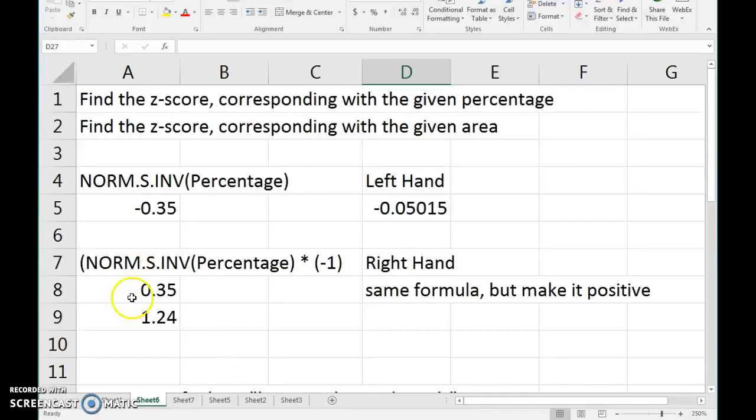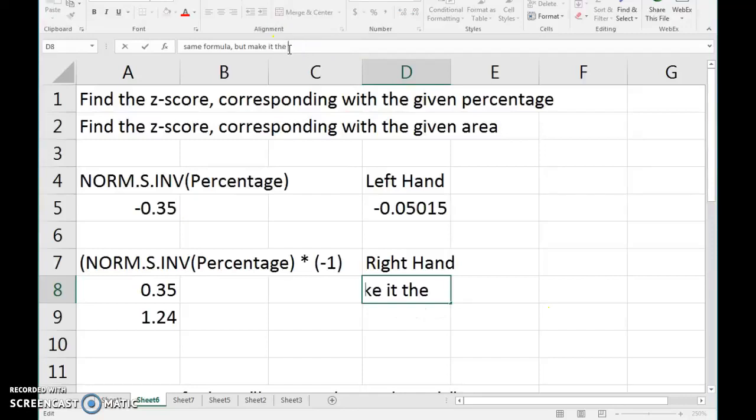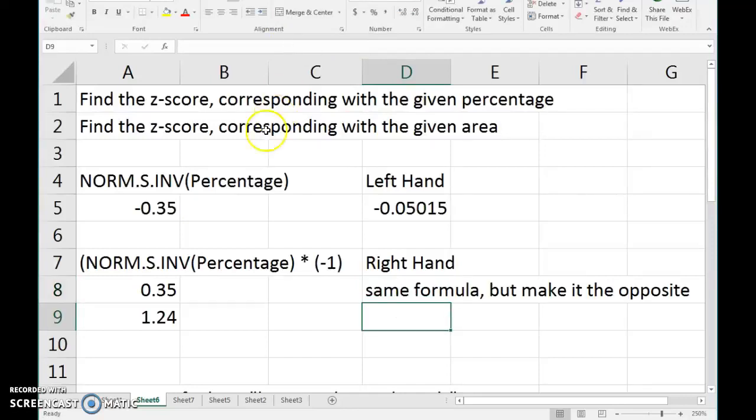And please keep watching. Earlier in the video, I talked about using this formula for finding right hand z-values. The formula is correct. It's what you want to do. This is a little misleading here to say use the same formula but make it positive. I should say make it the opposite. So if it comes out negative using the formula, then you would make it positive. But if the z-value came back positive, then it would end up being negative, which multiplying by -1 accomplishes. But make sure you're making it the opposite.